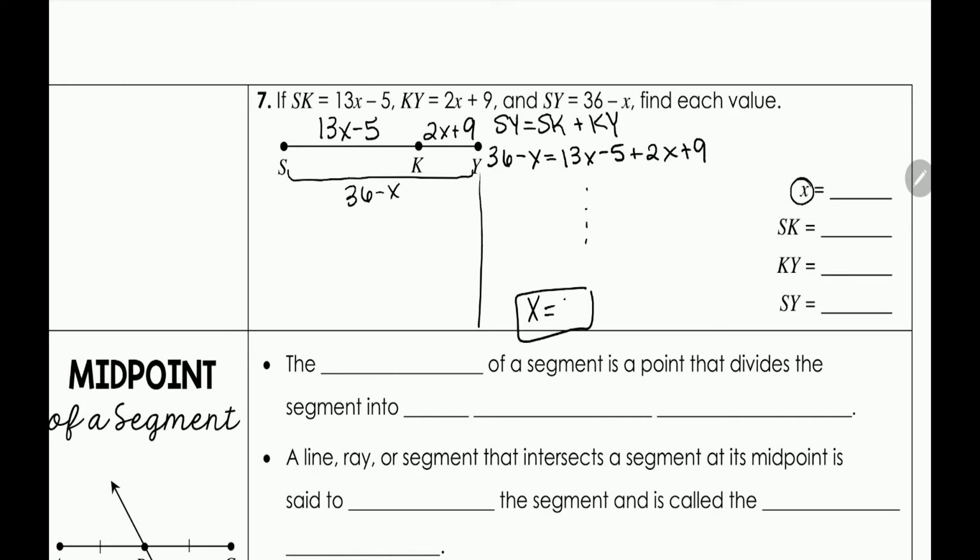But then once you get that, you're going to have to plug it in to each of these. So if you're going to look for SK, you're going to be looking for this 13x minus 5. You're going to plug whatever answer you got here in for x, see what you get. When you look for KY, you're going to do this 2x plus 9. Plug in whatever you got here for x, see what number you get. And then you're going to do the same thing for SY, which is 36 minus x. Plug in whatever answer you got here, get a number, put those answers over here. Do that on your own.